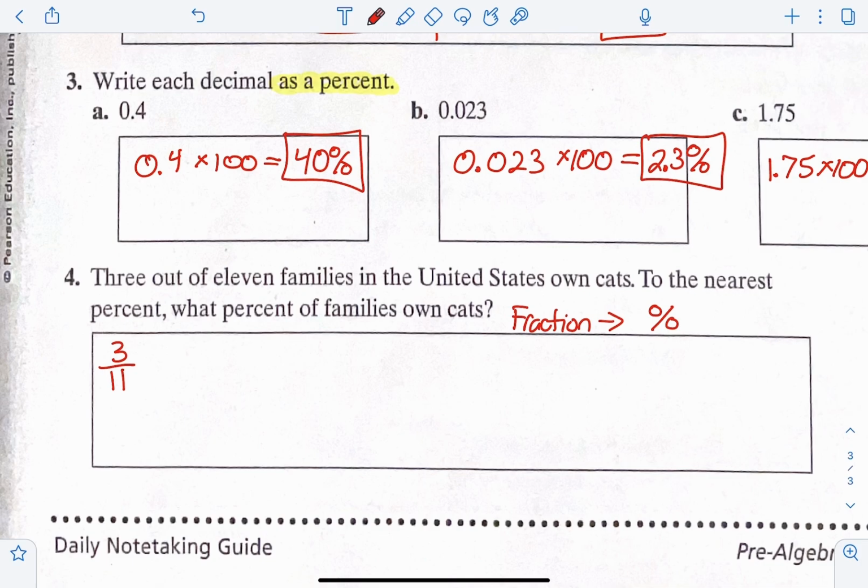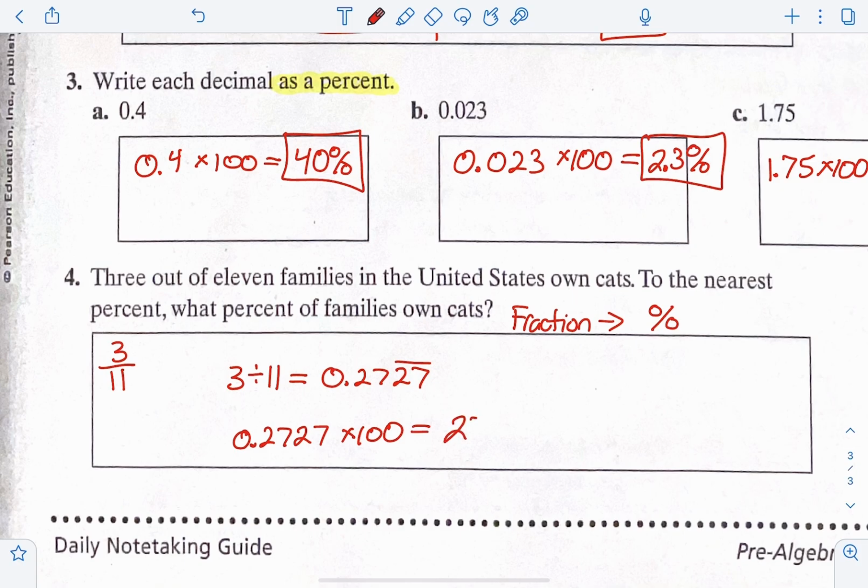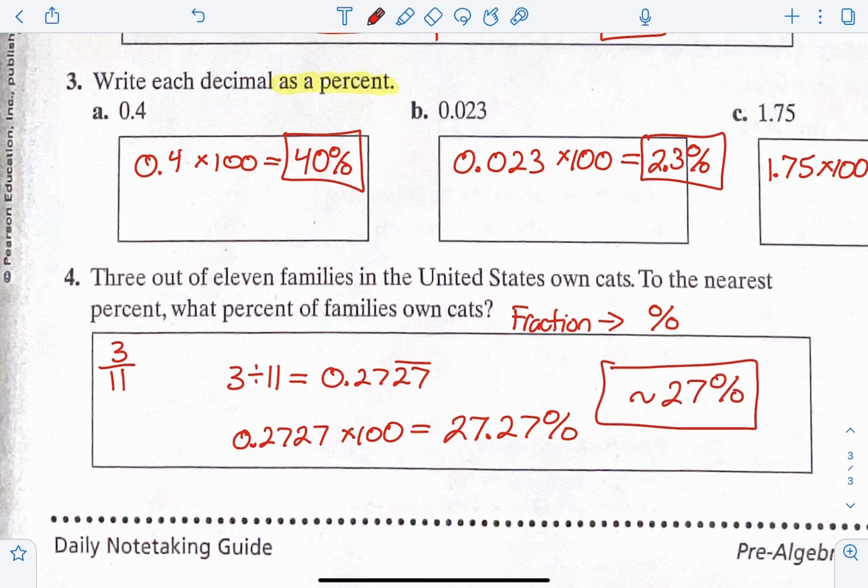Okay, so hopefully what you did for this one was 3 divided by 11, which equals 0.2727, and it just keeps going. If we take 0.2727 and we times it by 100, we get 27.27%. So we're going to say about 27% to round it, so we get rid of that repeating decimal at the end. So step 1 was divide top by bottom, get your decimal. Step 2 was multiply by 100 to get your percent. So about 27% of families in the United States own cats.